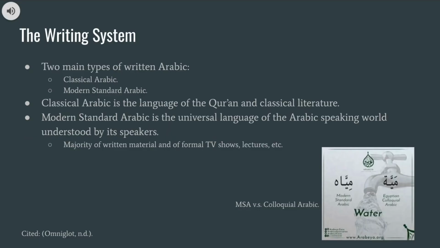Classical Arabic and Modern Standard Arabic are used for writing in Arabic. Classical is used for the language in the Quran and in literature. Modern Standard Arabic is used mostly for speaking and writing. The script is different in terms of style and vocabulary.